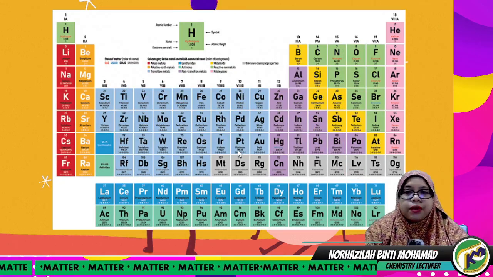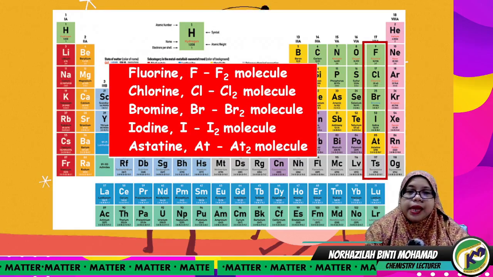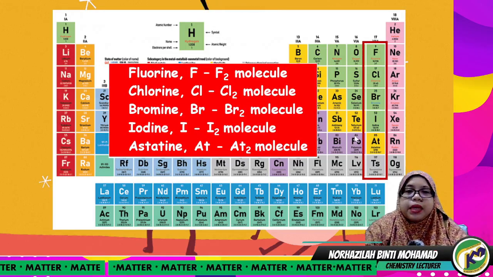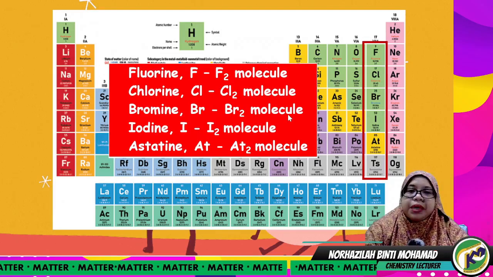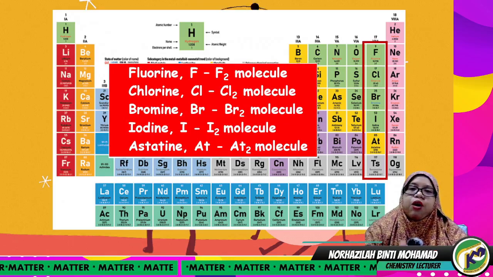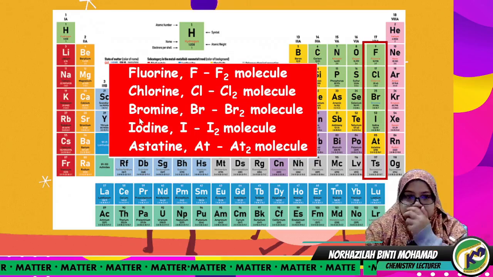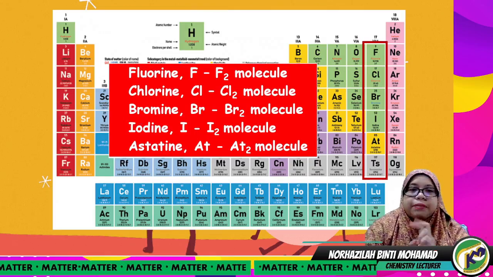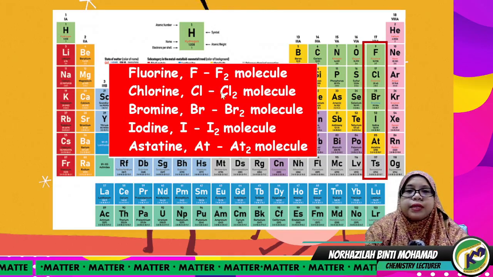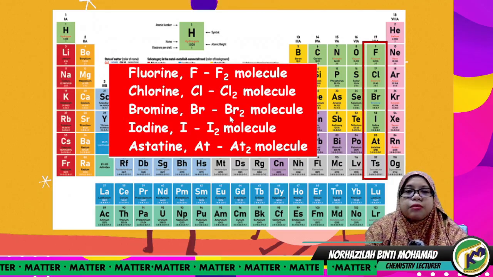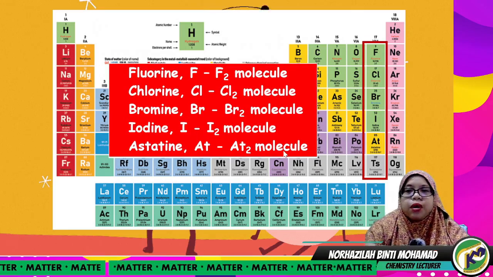How about group 17 elements? All of the elements in group 17 form diatomic molecules. Di means the molecule consists of 2 atoms. So fluorine exists as F2 molecules, chlorine as Cl2, bromine as Br2, iodine as I2, and astatine as At2.